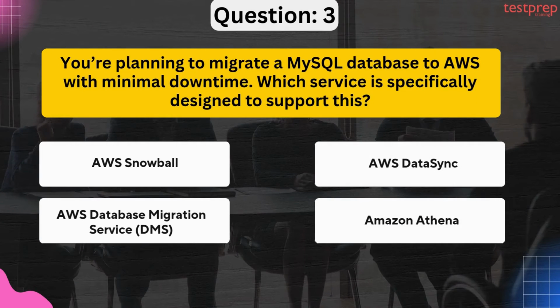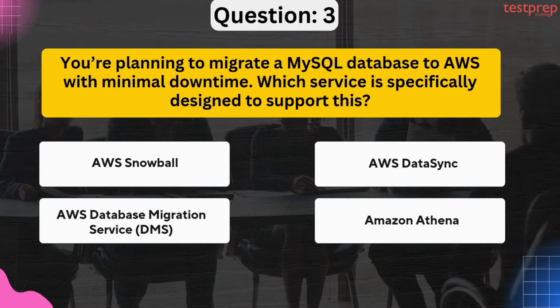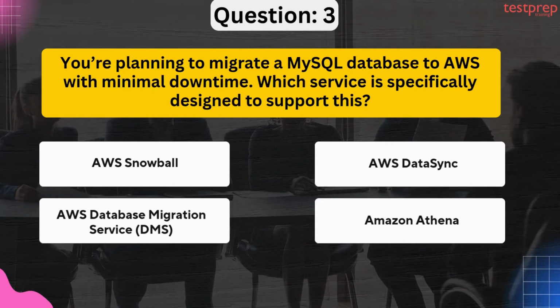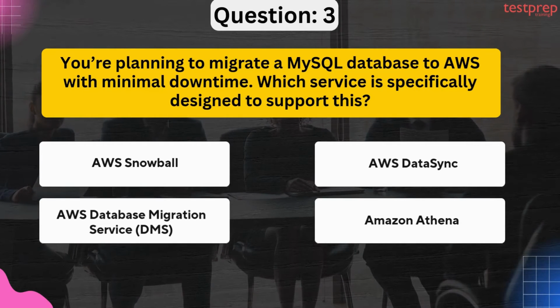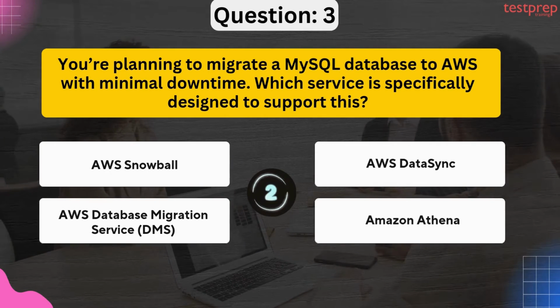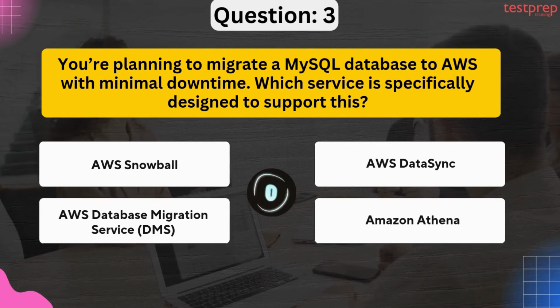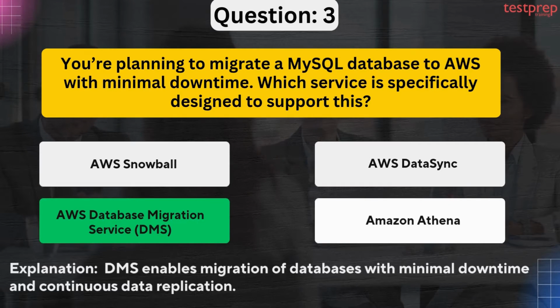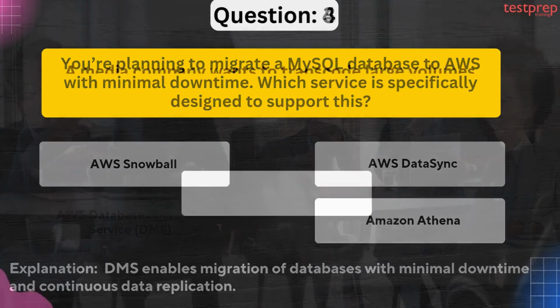Question 3. You're planning to migrate a MySQL database to AWS with minimal downtime. Which service is specifically designed to support this? The correct answer is AWS Database Migration Service, DMS. DMS enables migration of databases with minimal downtime and continuous data replication.